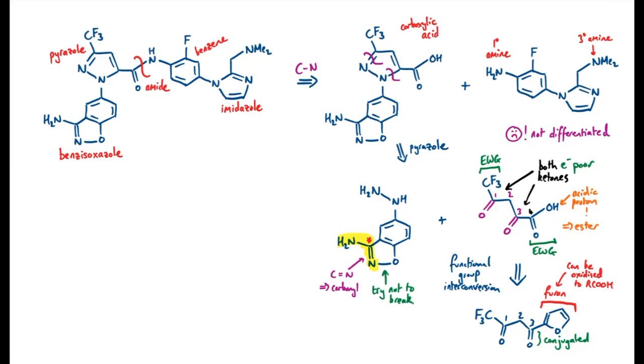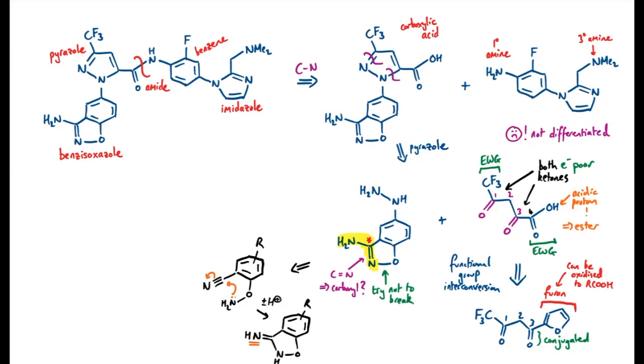And in fact, bearing in mind that there's two nitrogens there, a smart disconnection would realize that we could just use a nitrile instead, because an intramolecular cyclization should be pretty easy, and then we can just do a quick tautomerization into aromaticity.